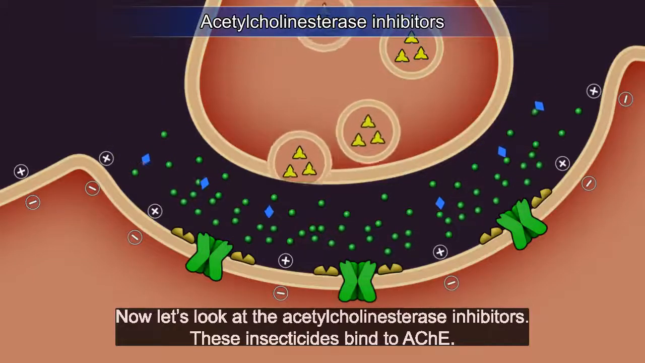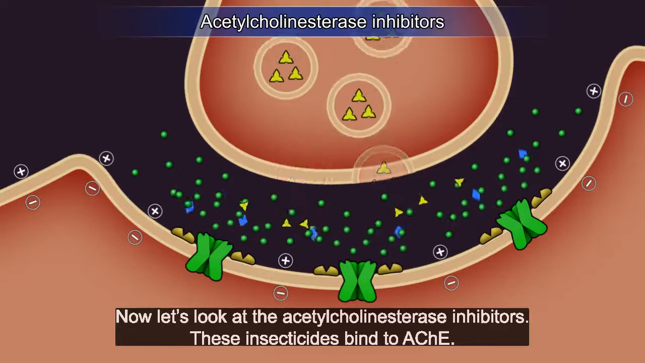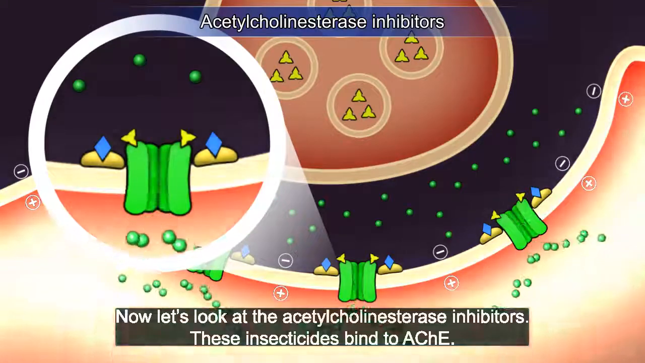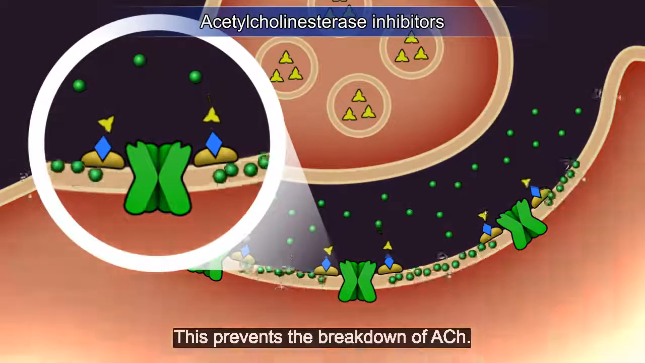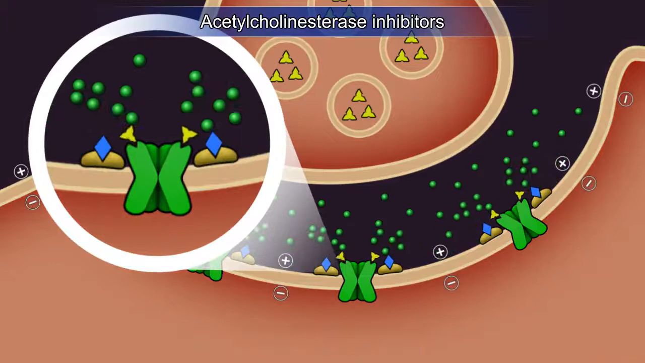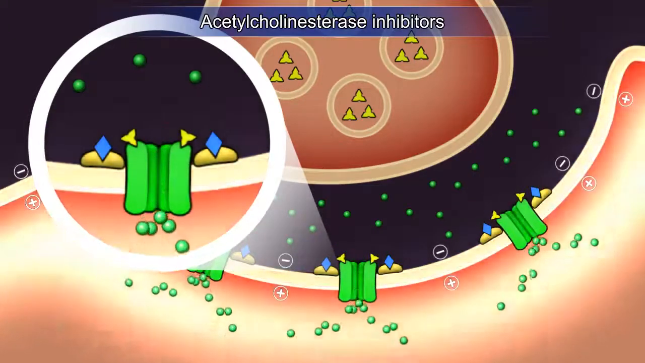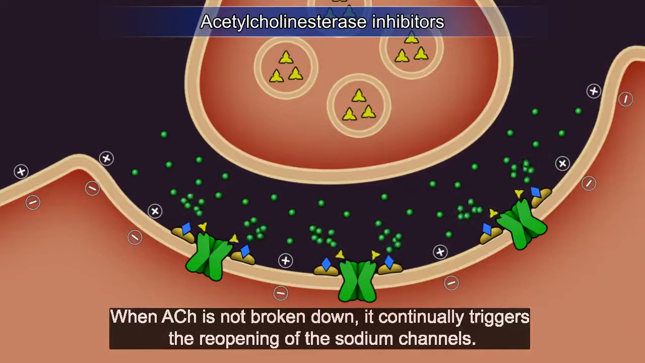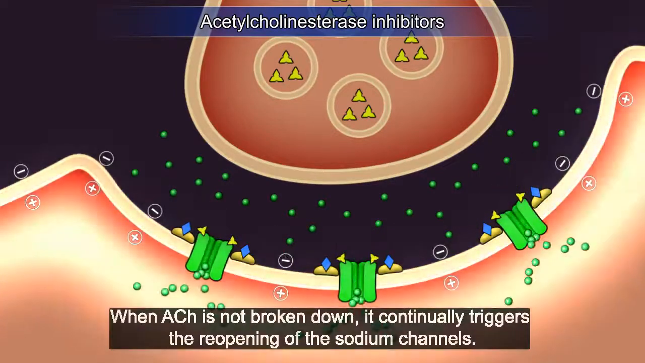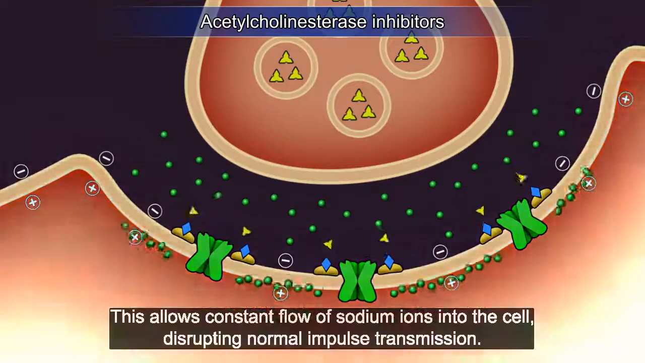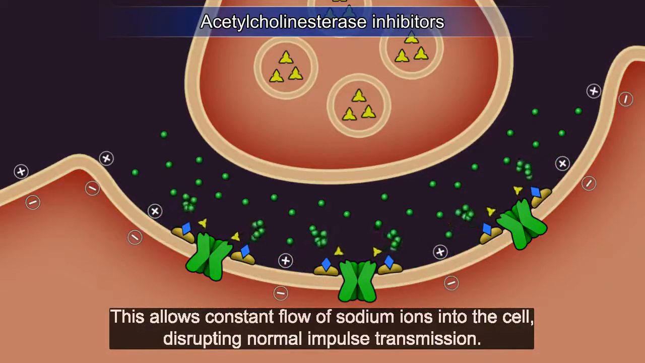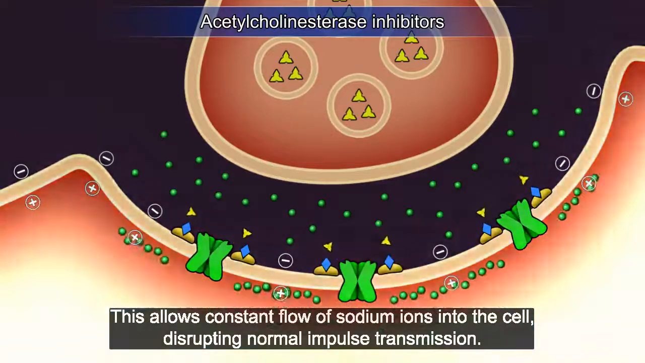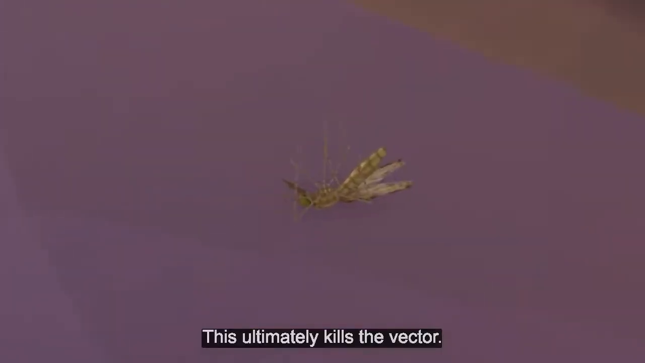Now let's look at the acetylcholine esterase inhibitors. These insecticides bind to ACHE. This prevents the breakdown of ACH. When ACH is not broken down, it continually triggers the reopening of the sodium channels. This allows constant flow of sodium ions into the cell, disrupting normal impulse transmission. This ultimately kills the vector.